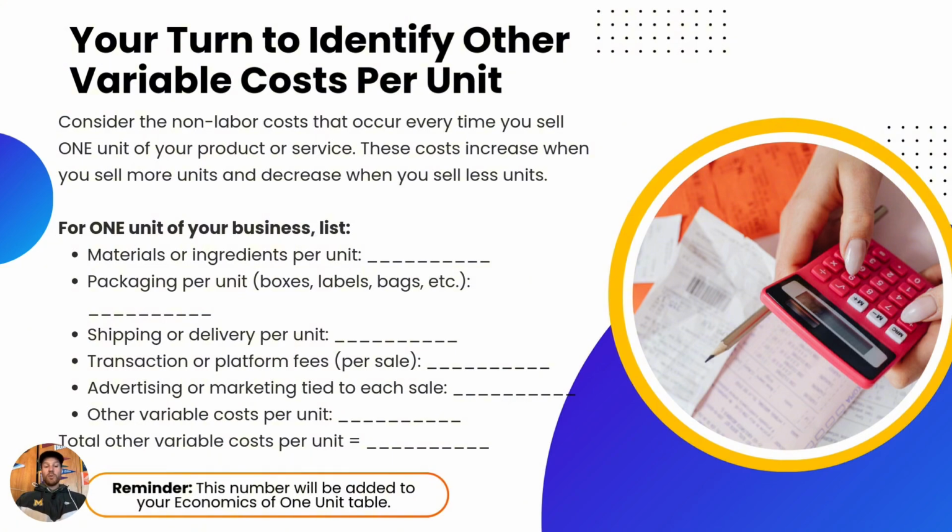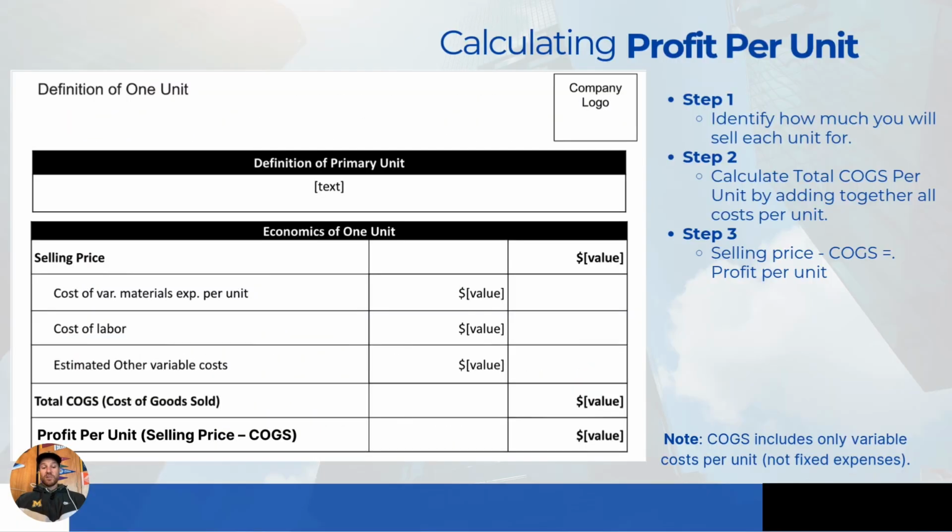These numbers will all be added up on our economics of one unit table, which is right here. So now that we've defined one primary unit at the top of this table, the next thing that we need to do, and notice that I actually leave my sales price till the end. Some students jump to it and put that right at the beginning. But at this point, we've now determined what our cost of variable material expenses are per unit, as well as our cost of labor. And now as well the estimate of other variable costs.